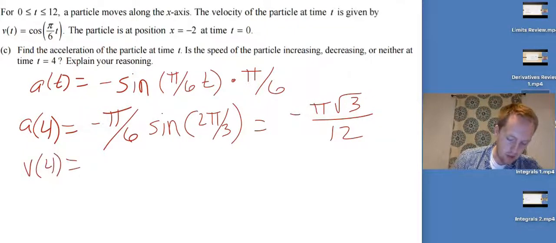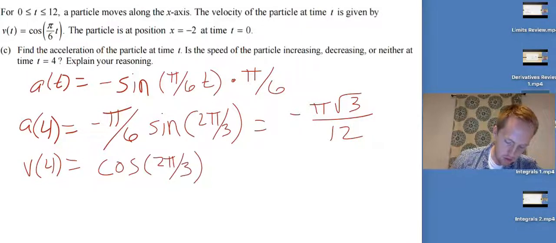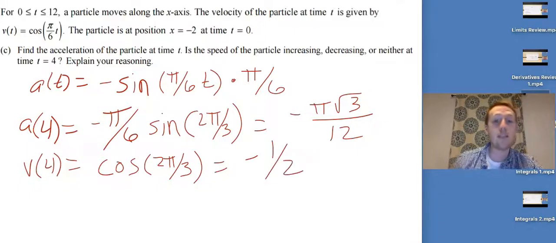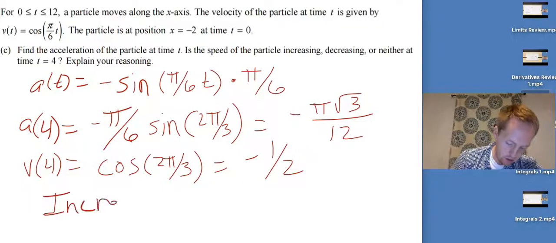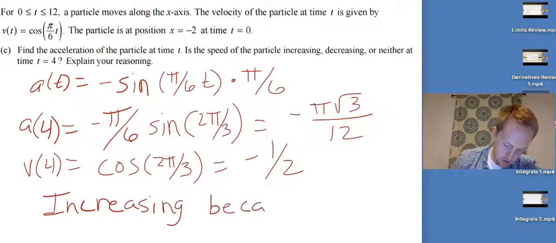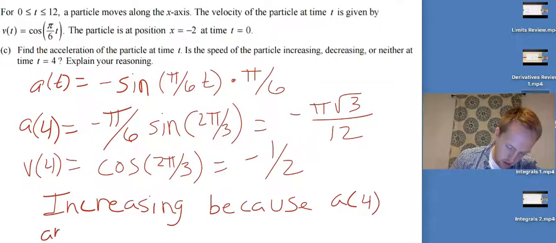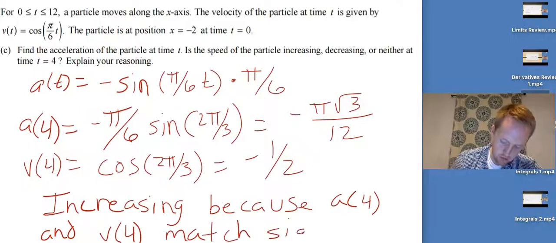Velocity of 4 is cosine of 2 pi thirds, which is equal to negative 1/2. Okay, so I see the sign of the acceleration and velocity match. That means this particle's speed is increasing. Increasing because a of 4 and v of 4 match sign. That's my justification.